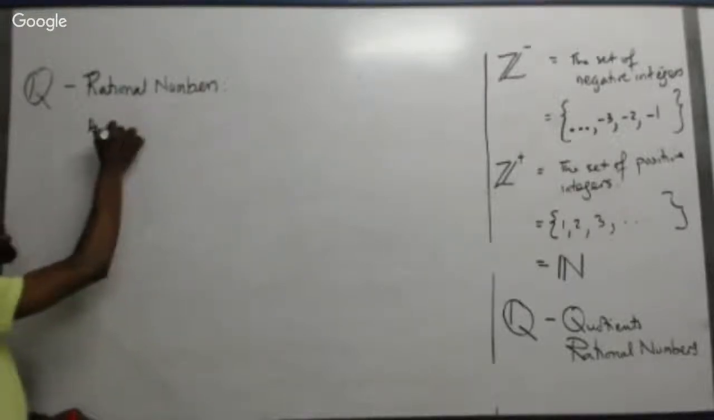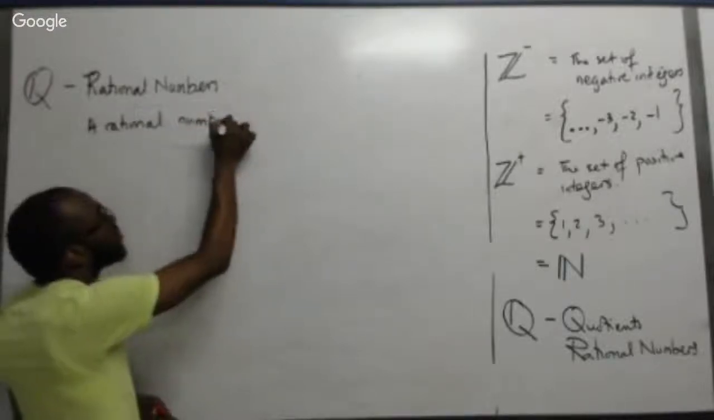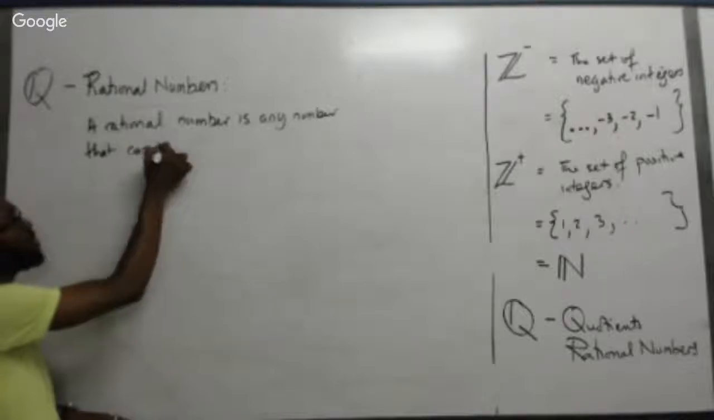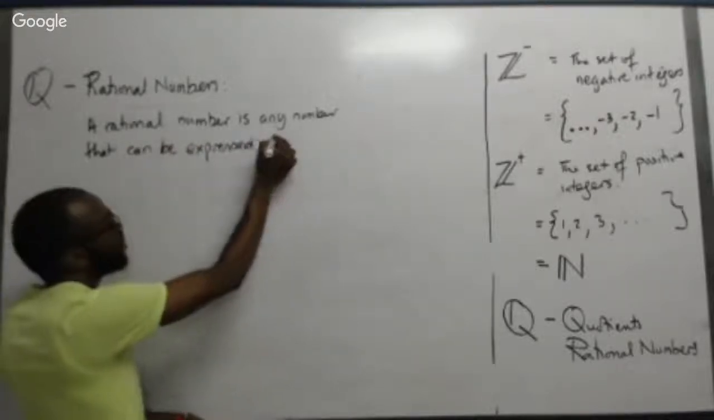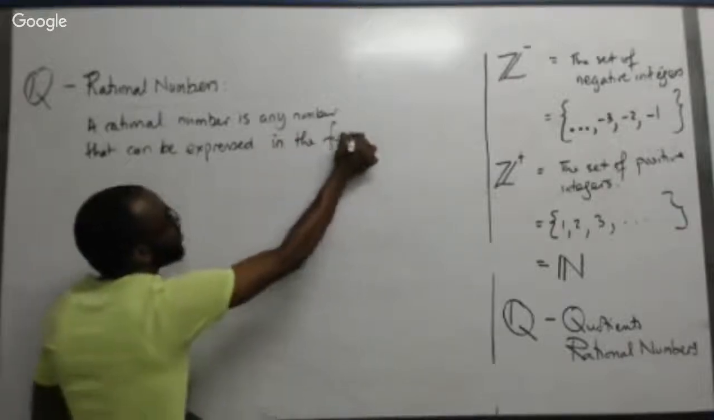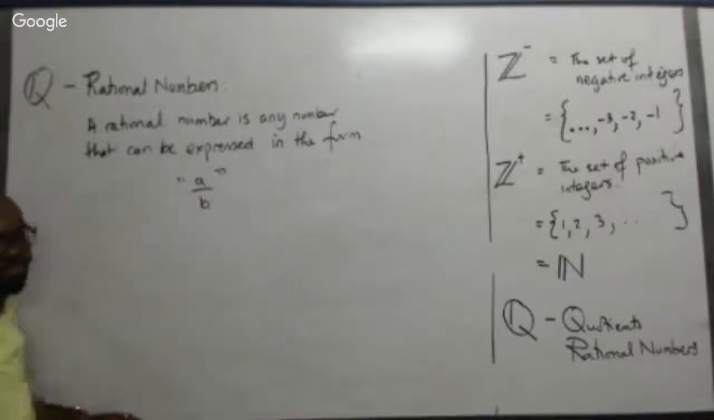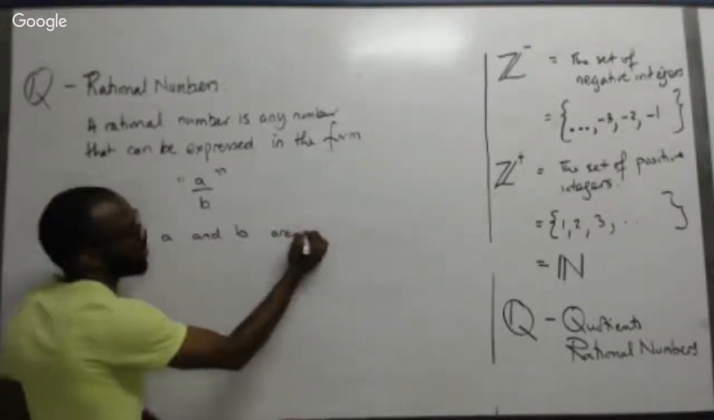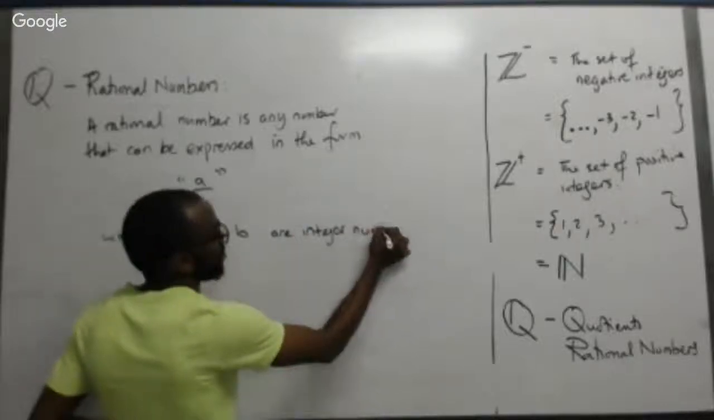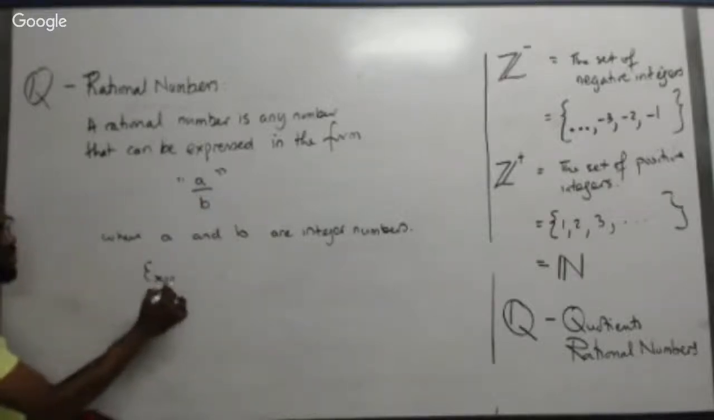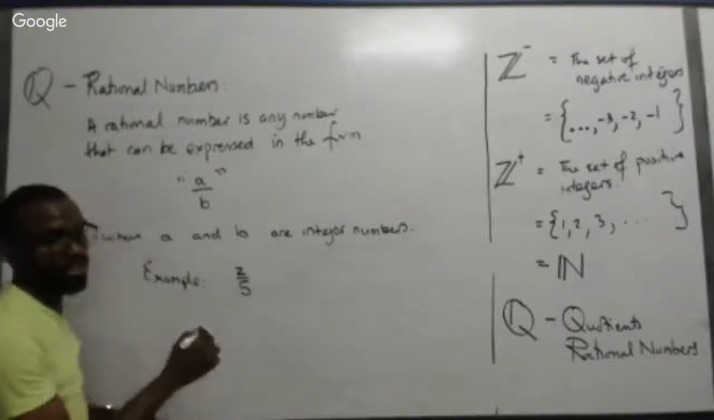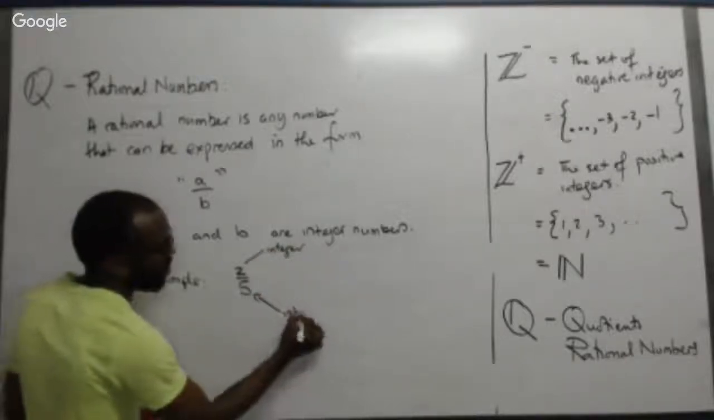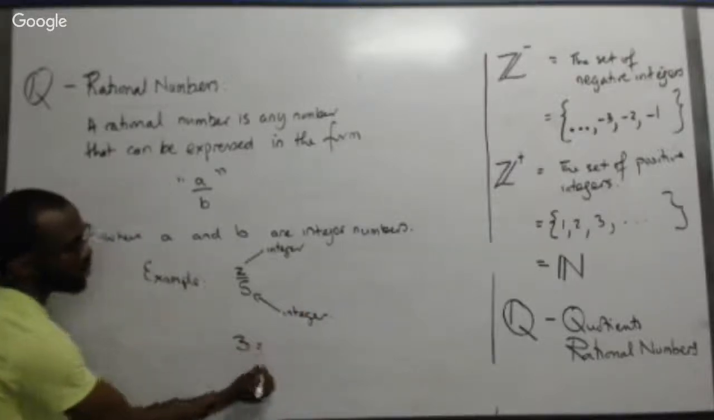So, a rational number is any number that can be expressed or written in the form, you have to be explicit, A upon B, where A and B are integer numbers. Let's give some examples. 250 upon 1 is clearly a rational number, because the numerator is an integer and the denominator is an integer. What's not so clear is whether or not 3 is a rational number.